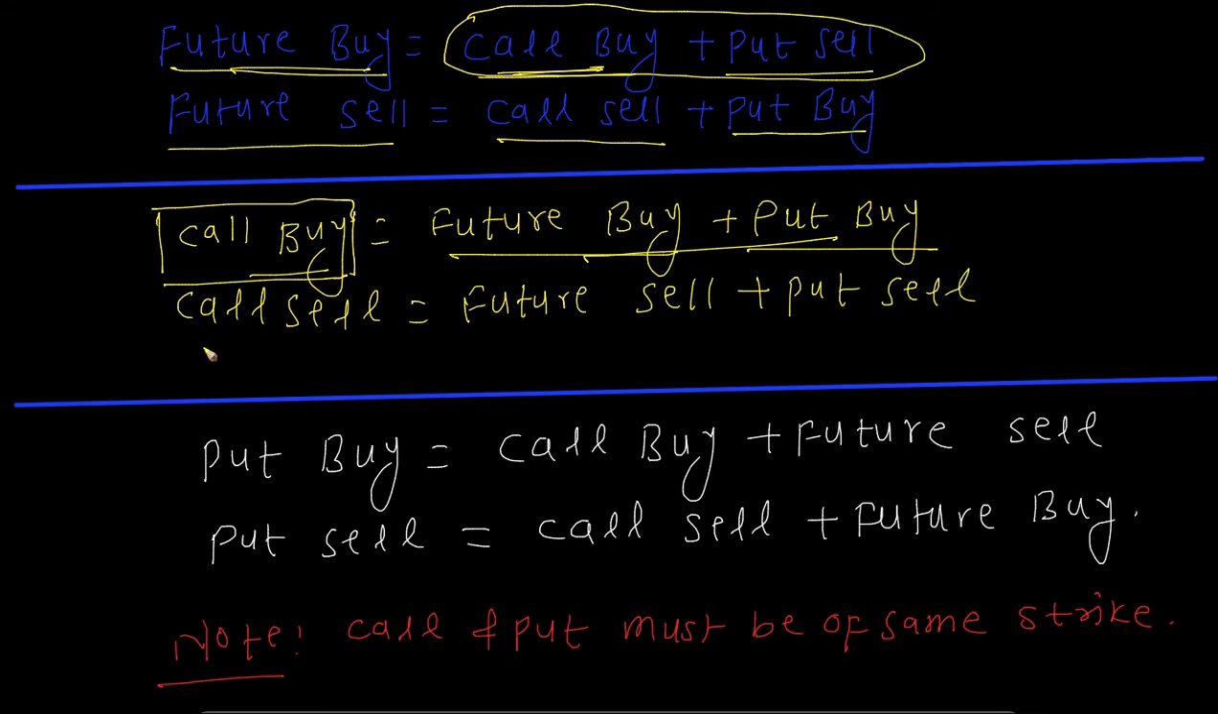Now similarly, call sell. Just make this opposite: call buy becomes call sell, future buy becomes future sell, put buy will become put sell, right? So this is the call sell formula.